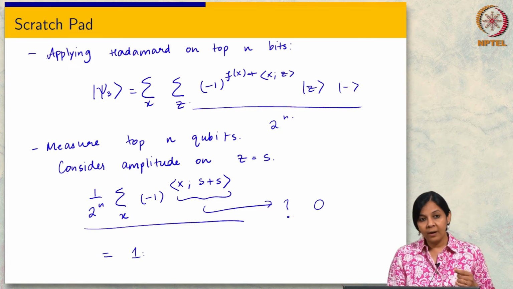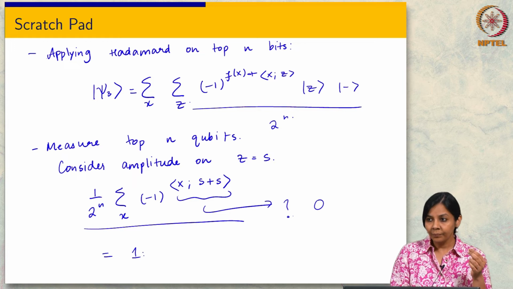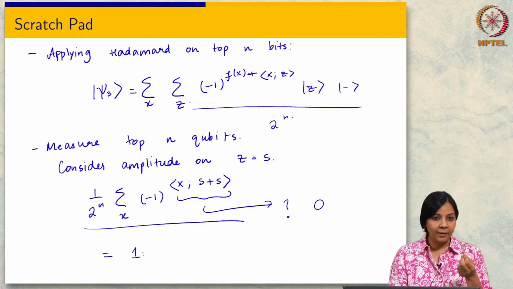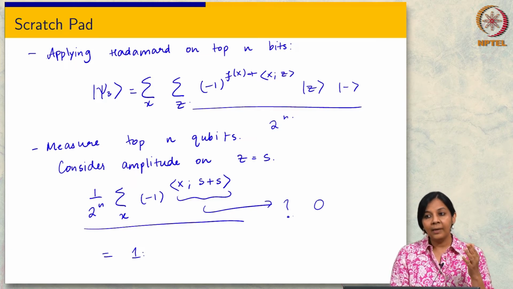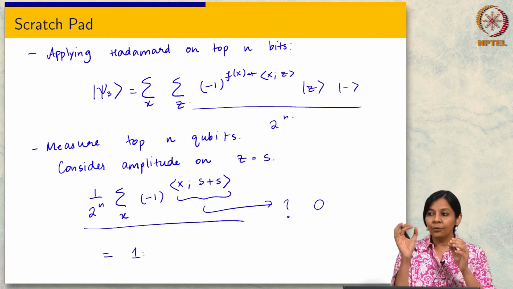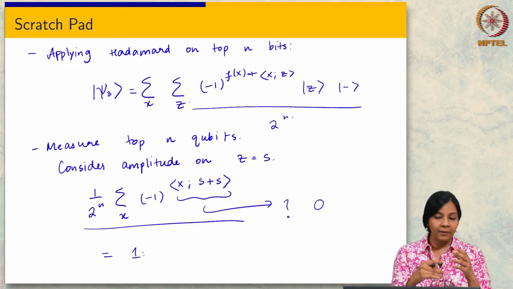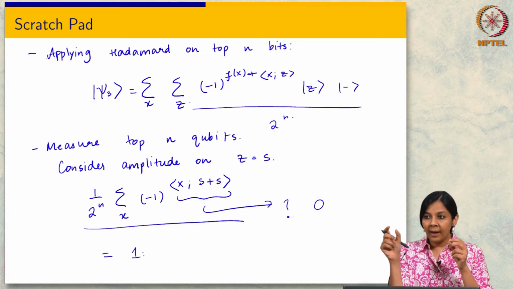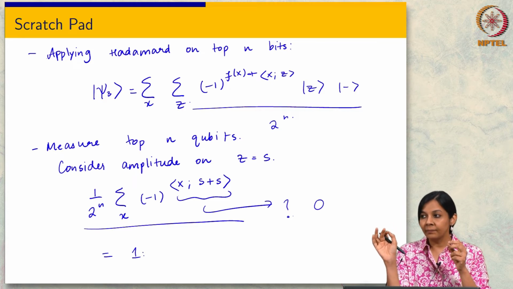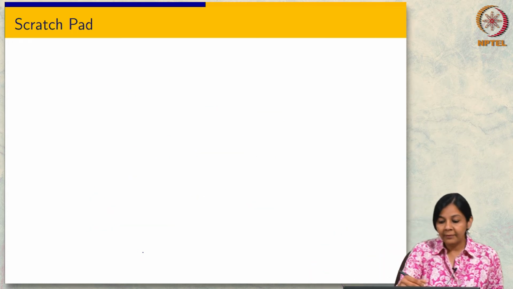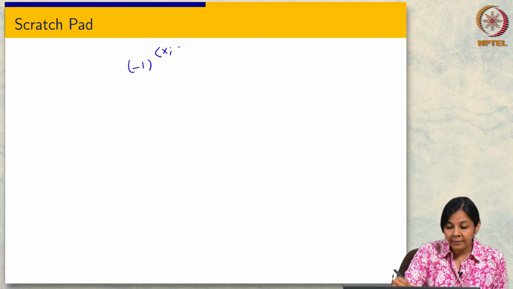Okay. So what was the idea here? Basically the fact that f of x is itself x inner product s, right. The way to think about this algorithm is that, using the ideas that we have already seen, I can get x inner product s plus x inner product z in the exponent.